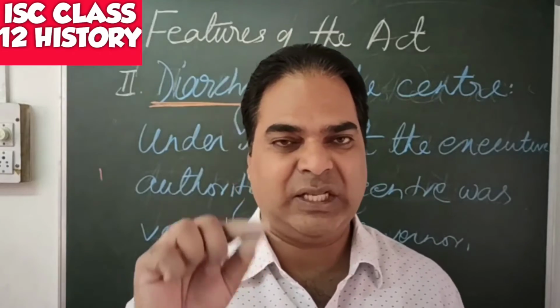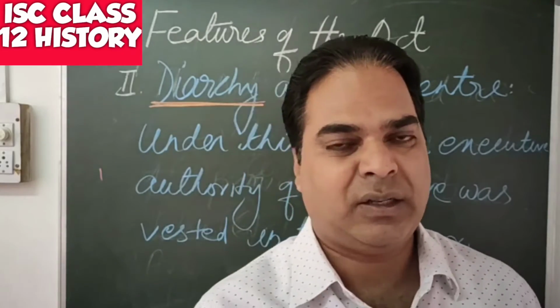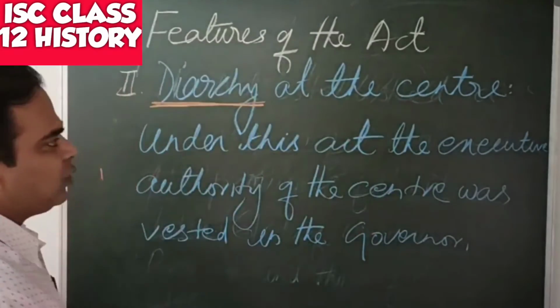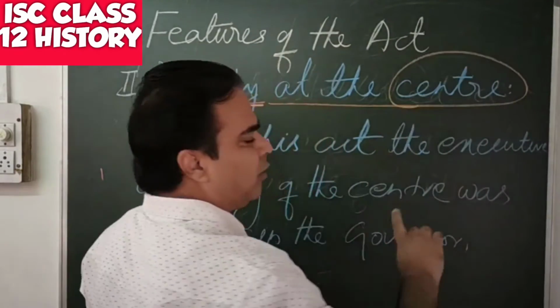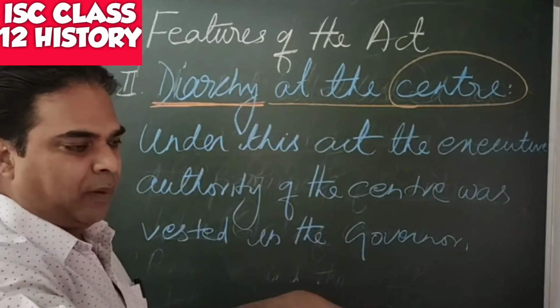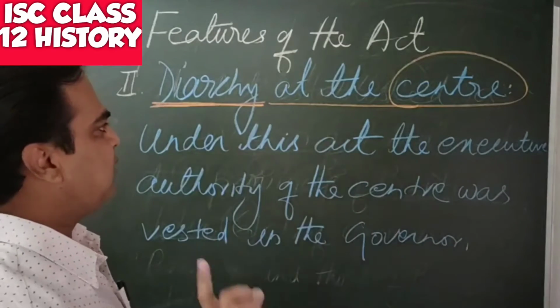This I'll explain to you in the last part. So let us continue with this. Diarchy was introduced at the center, so dual government at the center. At the provincial level, diarchy was abolished.